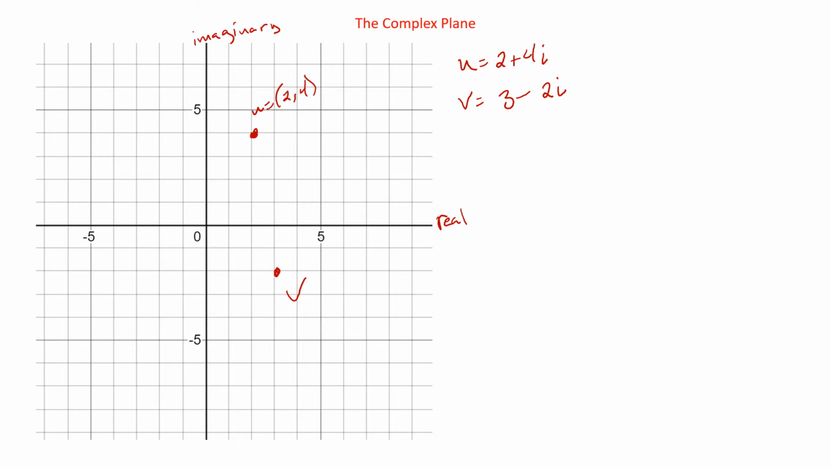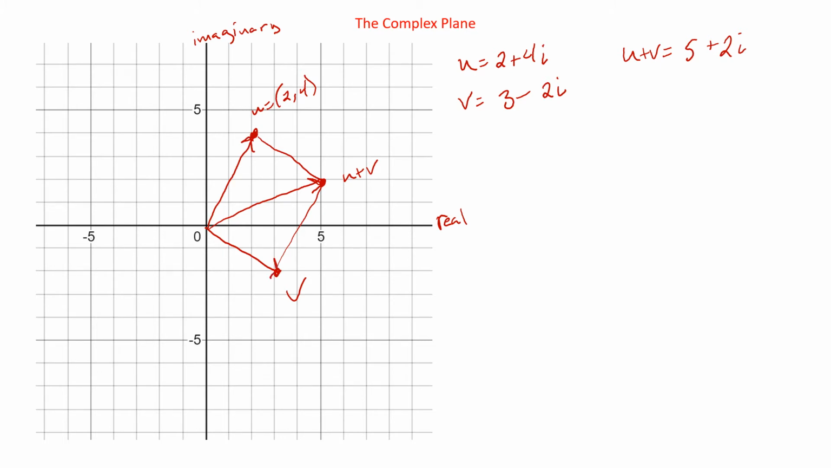We could add these together just for the fun of it. We've done this before. u plus v is going to be 5 plus then 4i minus 2i is going to be 2i. So u plus v is 5 plus 2i. So if we wanted to take a look at these as vectors, we have u, we have v. Hey, look at that. We make a parallelogram just like we do with vectors.